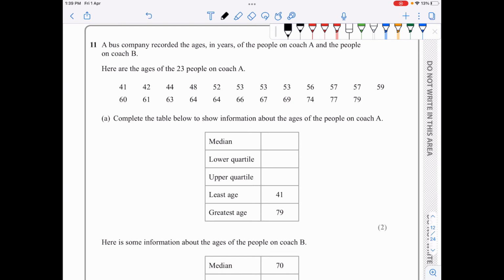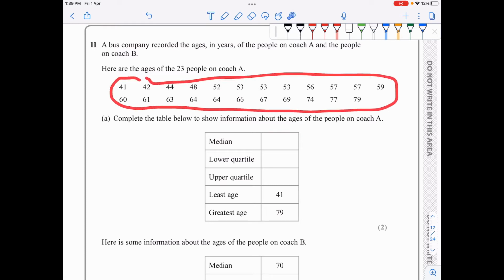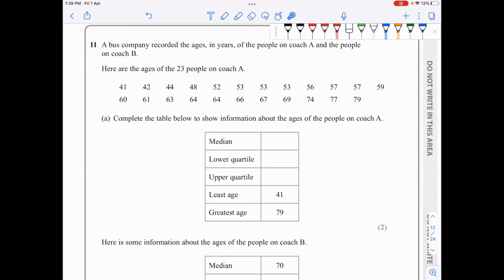In 11, we've got a bus company recording the ages in years of people on coach A and people on coach B. We've got 23 people on coach A. Here are their ages in ascending order. We need to complete the table to show the information about the ages. So we start off with the median, where the median is the middle value. So what I could do is just say 23 values over 2, which is 11.5.